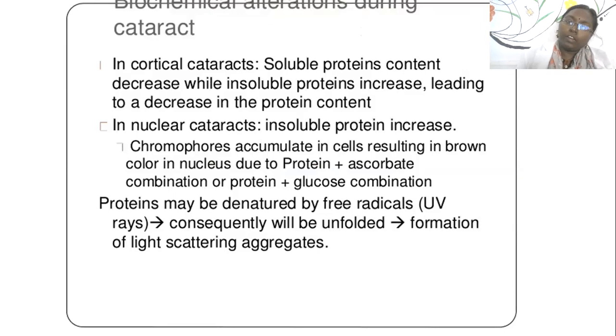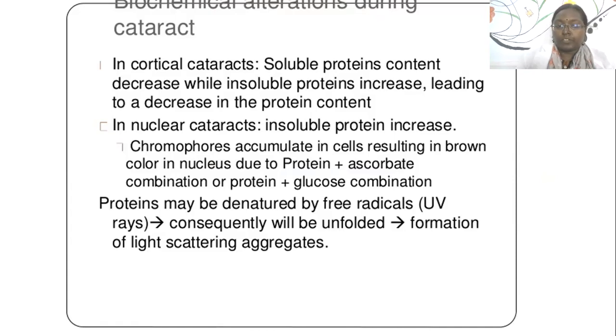In cortical cataract, the soluble protein content decreases while insoluble proteins increase, which leads to cortical cataract. In nuclear cataract, there is an insoluble protein increase. Chromophores accumulate in the cells. These chromophores cause color change of the lens, that is the nucleus. So the nuclear cataract is brown in color.